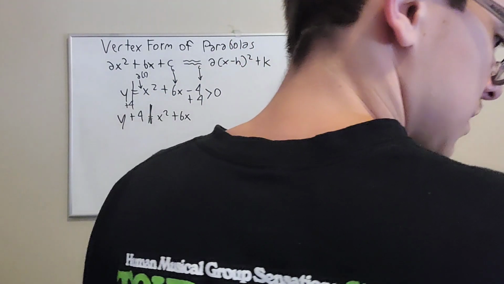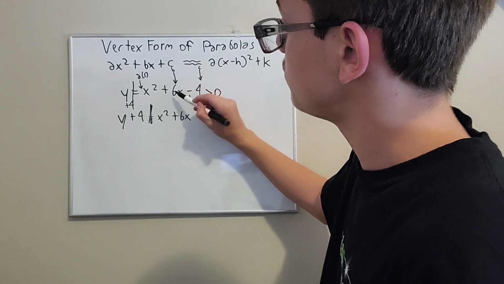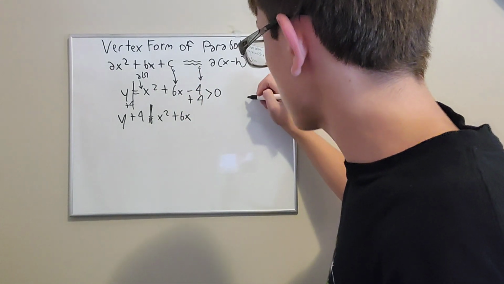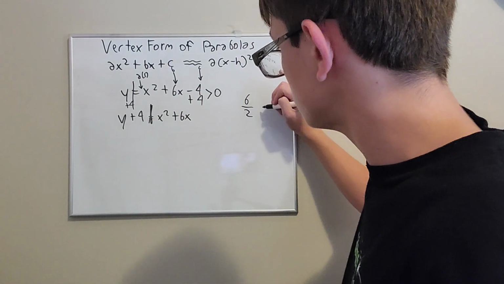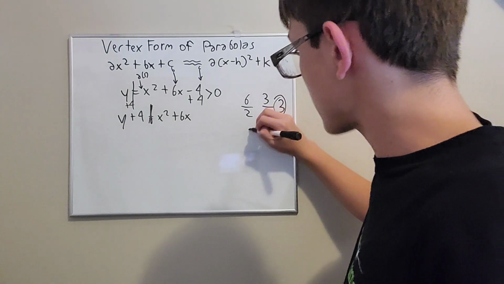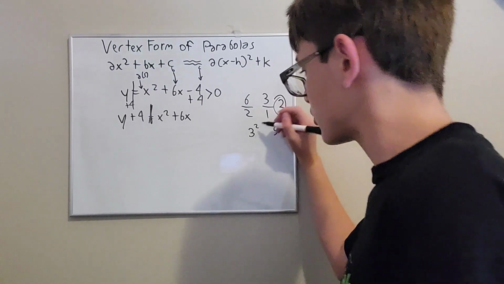Next step, the second step, is to take half of b and square it. As you can clearly see here, b is 6. So you want to take half of the b, so half of 6, or 6 divided by 2, which can be simplified into 3 over 1, or just 3. Then you want to square that, giving us 3 to the second, or 9, because 3 times 3 is 9.